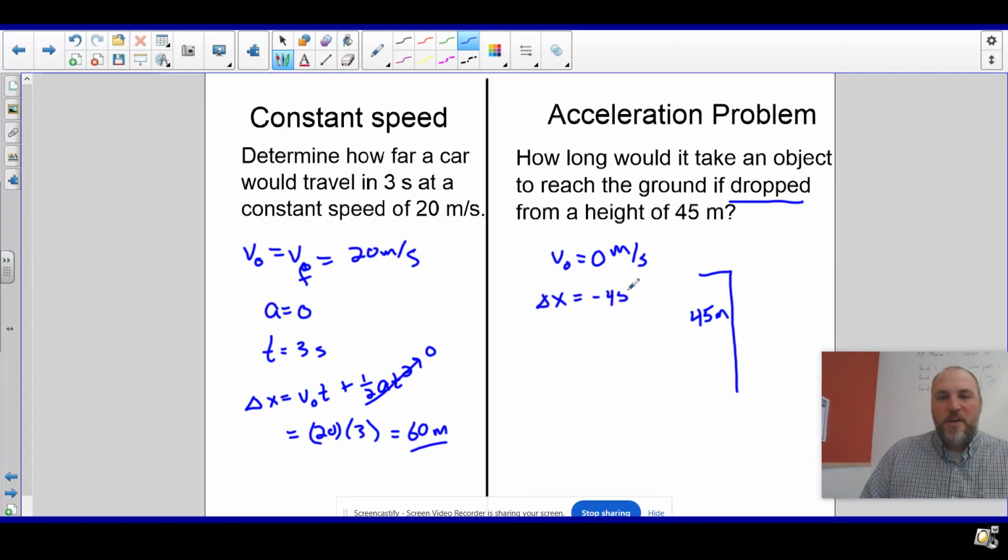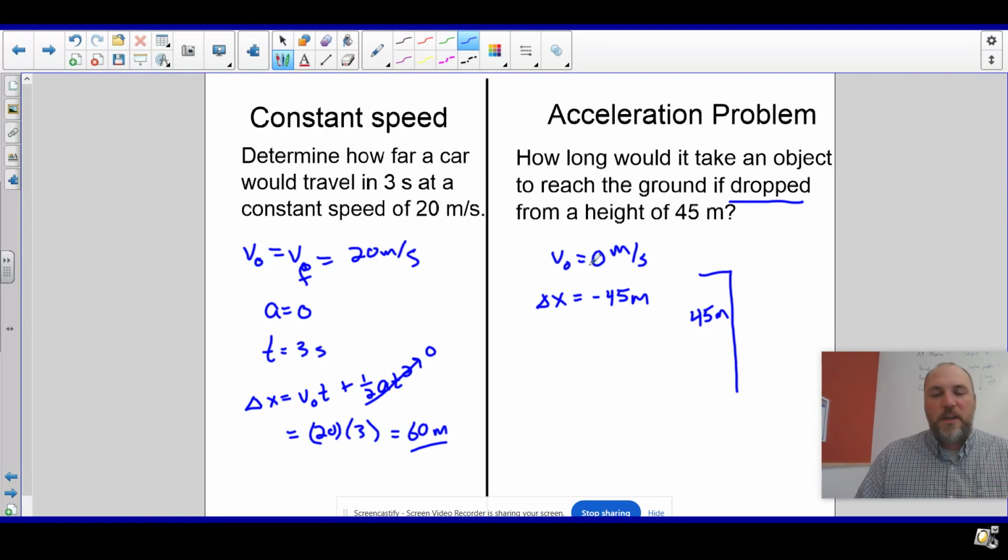Now, I typically use x for all position values, whether they're vertical or horizontal. You may see other resources that would call that delta y. That's fine. But I stick with delta x because on your equation sheet, it's written as position is x, regardless of vertical or horizontal position. Okay?